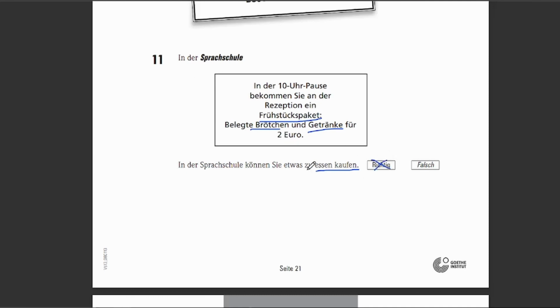I'm explaining a little bit more. If there is a little bit tricky question, you should check this one. Essen is important, not trinken. Of course, if they had said trinken, then it would also be correct, because Getränke, drinks, were also available.